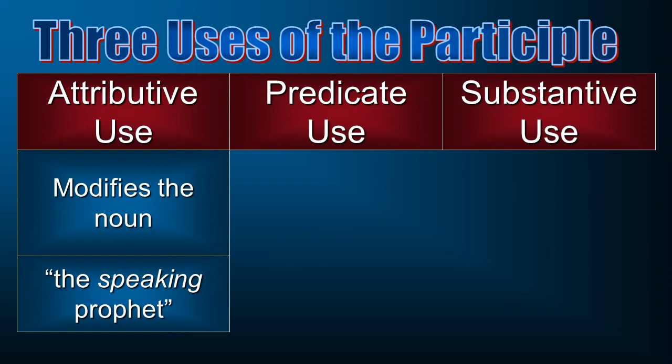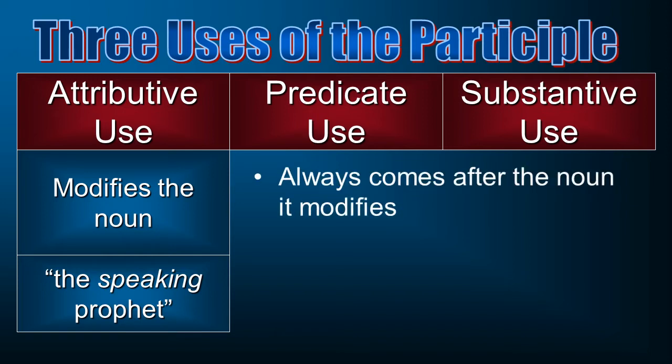Now, there's three uses of the participle. First of all, the attributive use. This modifies the noun. As I said, the speaking prophet is describing the prophet, but notice it's describing him in that it's giving him that attribute, that one who is speaking, and therefore it's describing the prophet and who he is, the quality of the noun, even though that quality, that description, has sort of action to it.